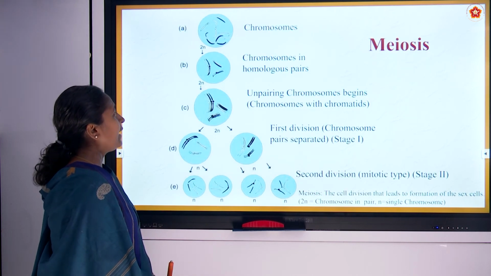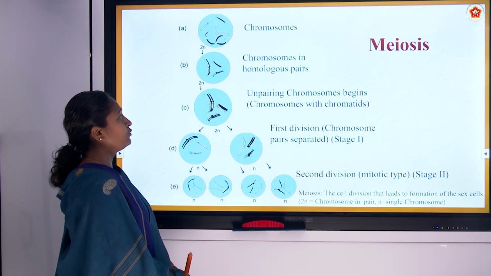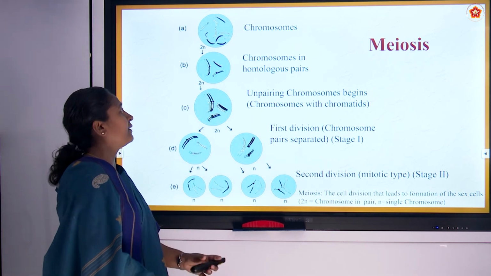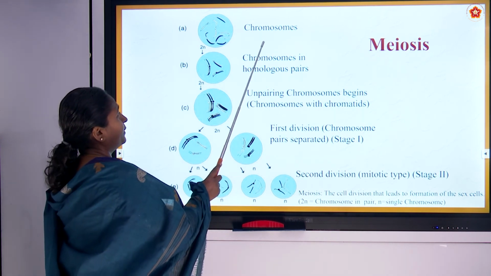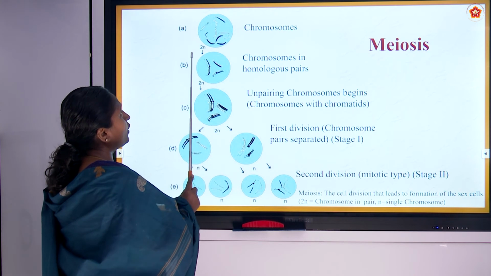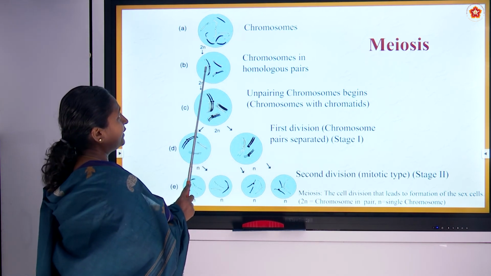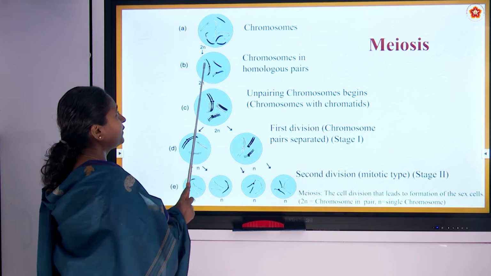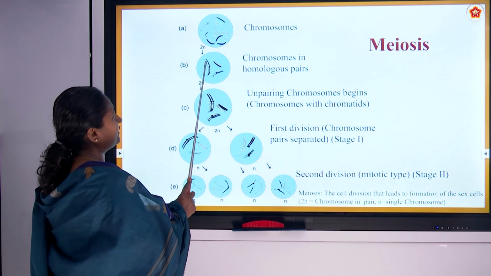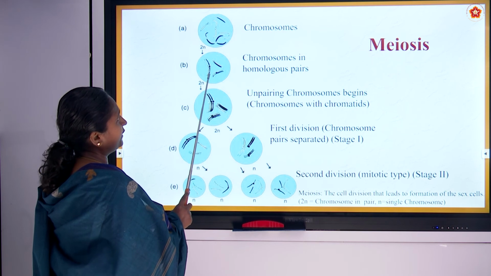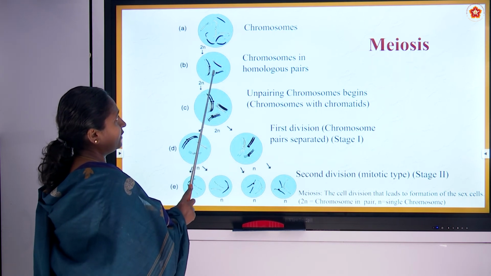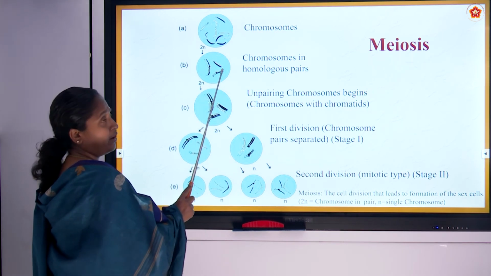Okay, now we will see a pictorial representation. The chromosomes are present at the beginning of meiosis. We can see 2n number of chromosomes present. These chromosomes find their homologous pair. Here, for the diagrammatic representation, they are drawn in similar structures. Can you see the long chromosome and the short one, each having only one arm?